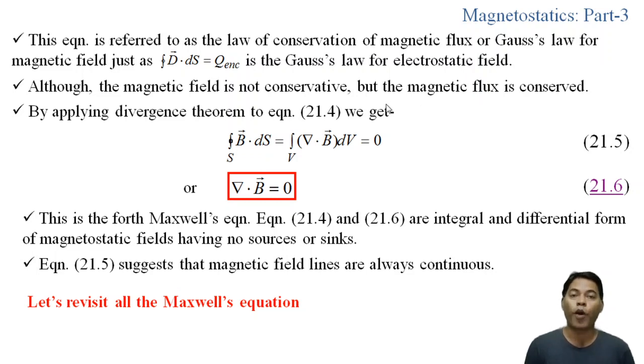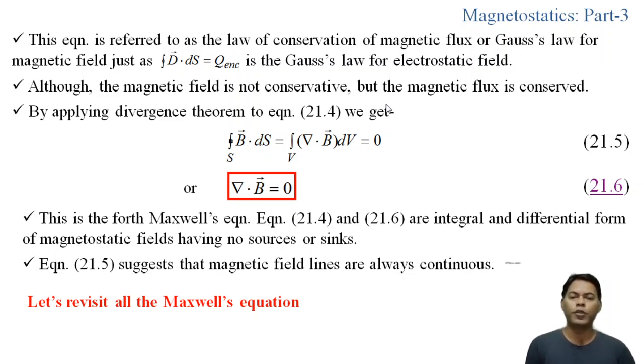Now, another important point from this equation, the closed surface integral of B dot ds equals 0: we can say that the magnetic flux density is conservative in nature, but the magnetic field lines are not conservative. Earlier we derived that the magnetic field is not conservative, but from this expression, the surface integral of B dot ds equals 0, we can conclude that magnetic flux is conservative in nature.